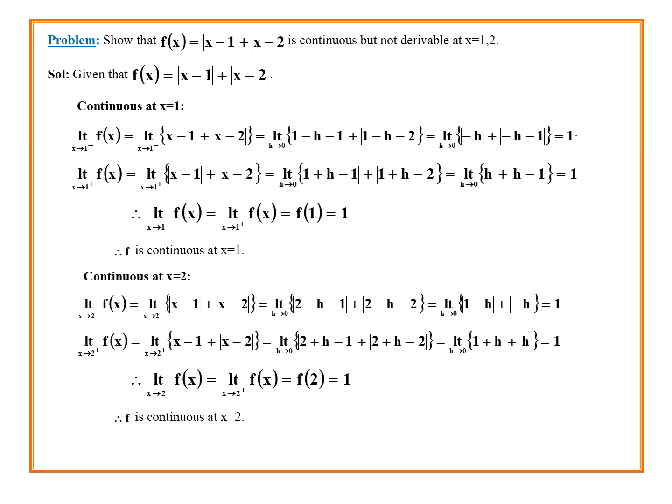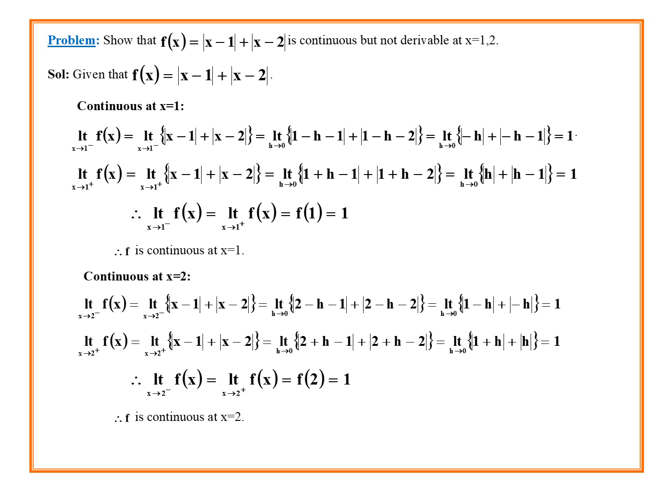Now we are proving continuous at x equals 2. Limit x tends to 2 minus f of x equals, the given function, limit x tends to 2 minus mod x minus 1 plus mod x minus 2. That equals limit h tends to 0, modulus 2 minus h minus 1 plus modulus 2 minus h minus 2. Here the value is plus 2 and minus 2 get cancelled. Then the value is limit h tends to 0, modulus 1 minus h plus modulus minus h. So the value is 1 only.